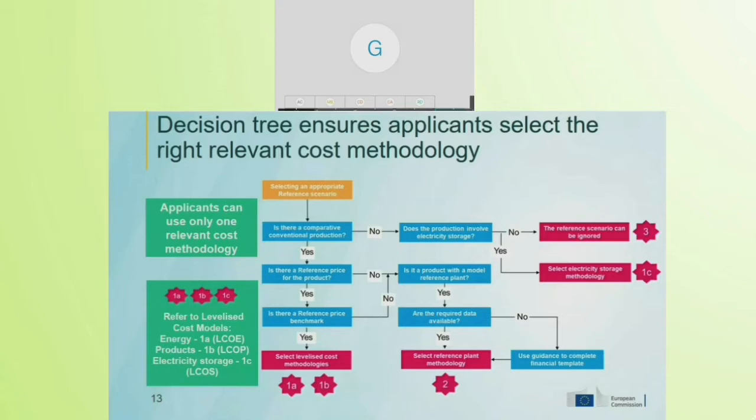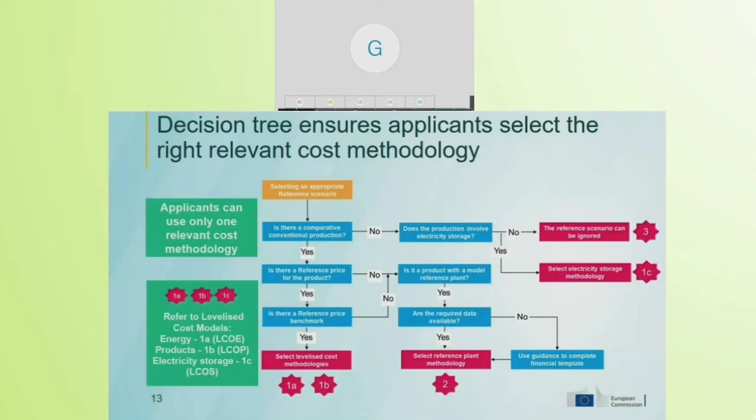We've produced a decision tree. This has been mildly updated just to provide further clarity, but effectively it's the same as you've seen previously. The first step is to determine which of the scenarios you should be using, which methodology is applicable. The first question is, is there comparative conventional production? If there's no comparative conventional production, you look at whether the production involves electricity storage, which is a specific case, which has its separate methodology.